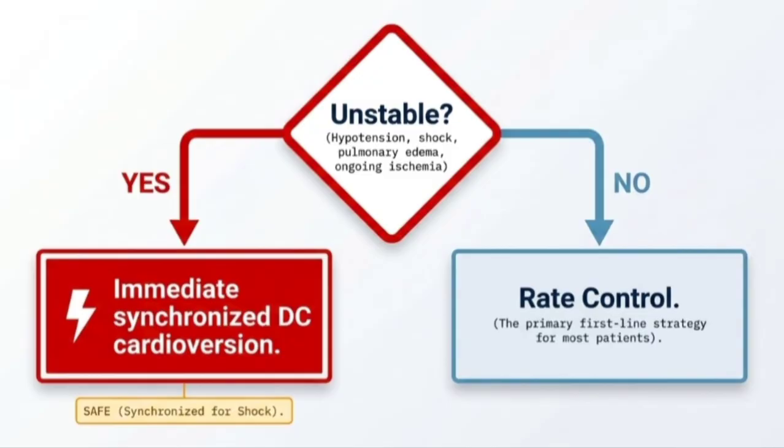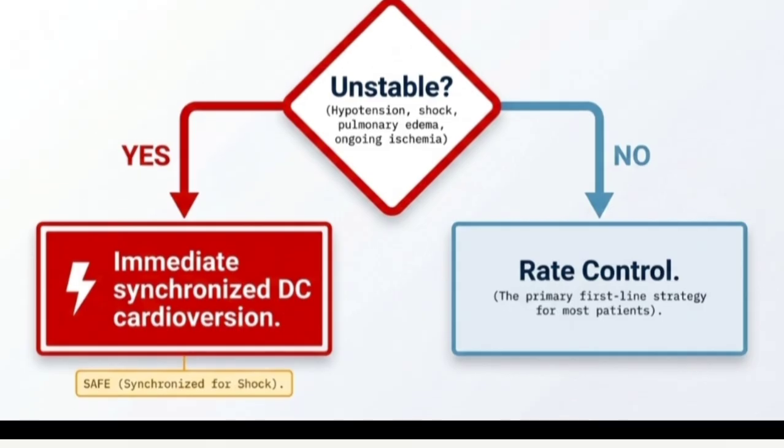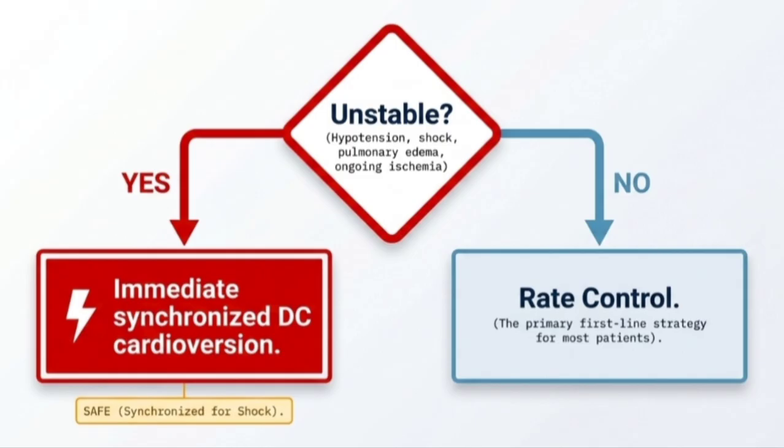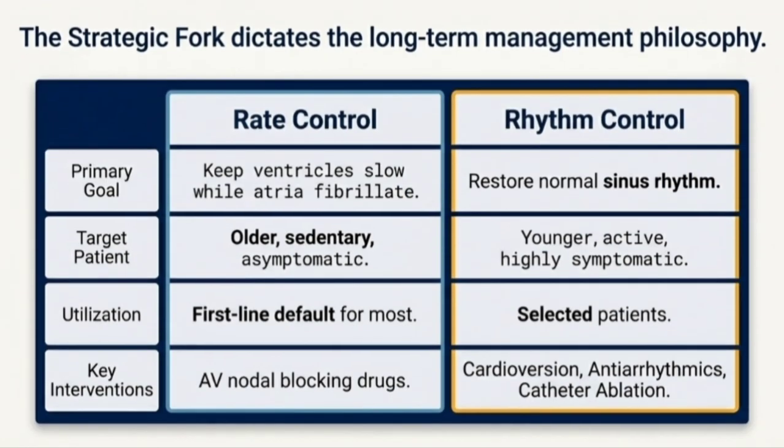If the patient is unstable, for example hypotension, shock, pulmonary edema, ongoing ischemia, chest pain, shortness of breath, then the patient is unstable and immediate DC cardioversion is required, a synchronized shock. And if not unstable, rate control or rhythm control, depending upon the strategy for individual patients. Rate control is when you keep the ventricular rate slow in atrial fibrillation. It is done in older, sedentary, asymptomatic individuals, and is first line for most patients, and AV nodal blocking drugs are the key interventions in the rate control strategy.